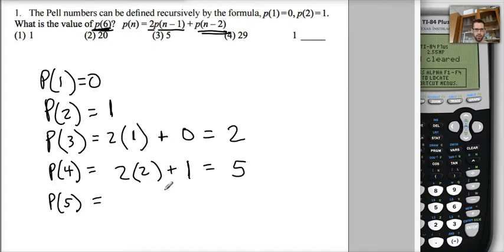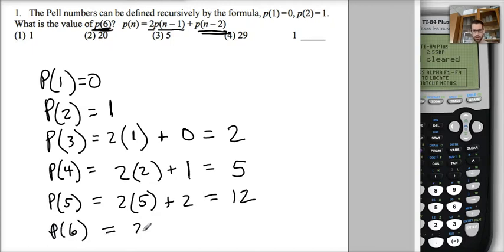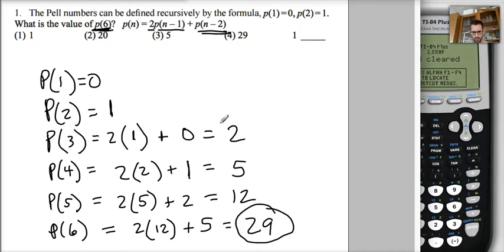P5 is now going to be equal to 2 times the previous term, which is now 5, plus the one before that, which is 2. So 2 times 5 is 10, plus 2 is 12. Now we've got P of 6 finally, and it will be 2 times the previous term, which is 12, plus the one before that, which is 5. 2 times 12 is 24, plus 5 equals 29. P of 6 is equal to 29.